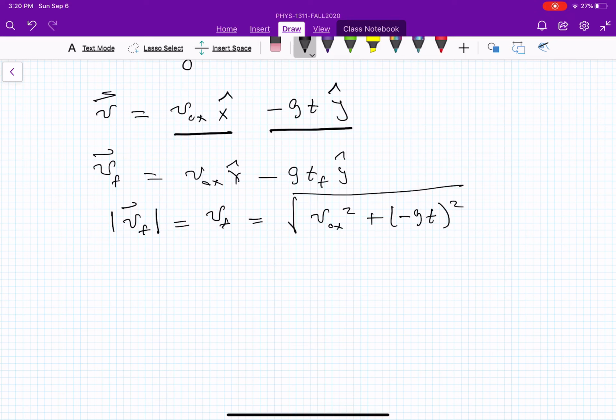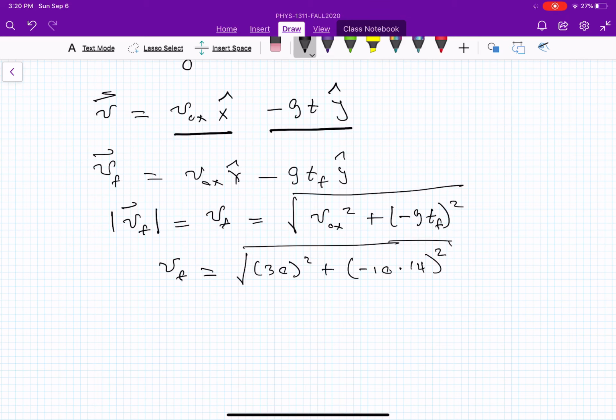And so if I plug in some numbers, I have V sub f is equal to the square root of 30 squared in meters per second plus minus 10 times TF, which is 14 seconds, right? And I was a little bit loosey-goosey with the units here. The units for the 30 are meters per second, and that gets squared. And then here I have meters per second squared times seconds, so that's also going to be meters per second, which is going to get squared. But then there's a square root over everything, so the final units will be meters per second, so that's good.